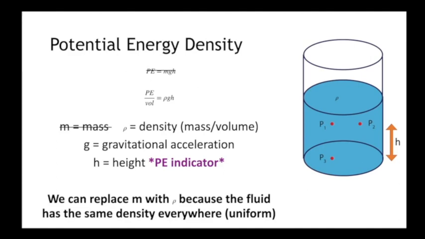The higher up we are, the more potential energy we have. So if fluid's flowing through a circuit and the height increases, like we just saw in the previous slide, the potential energy density will increase. We're going to spend some of that energy density on increasing the height.